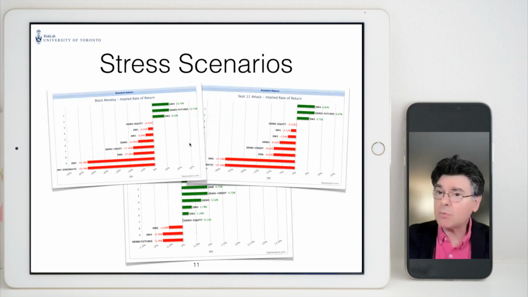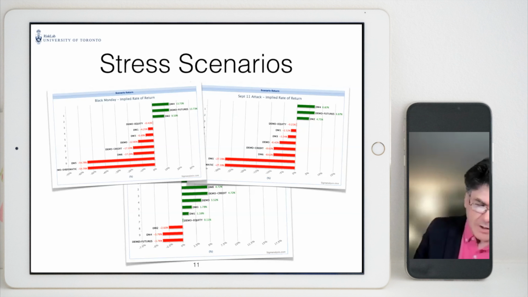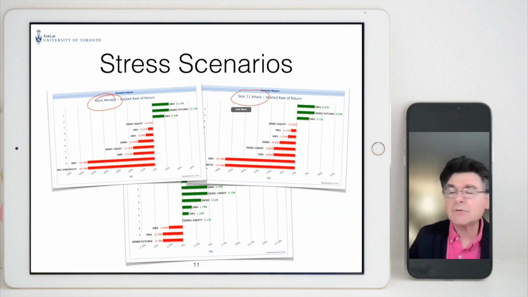I have another one here. This we call stress test, and it was a fundamental way of doing risk management. So here we have stress scenarios, because these are scenarios which are linked to historical things that happened. September 11, Black Monday, so on and so forth. These are stress scenarios.